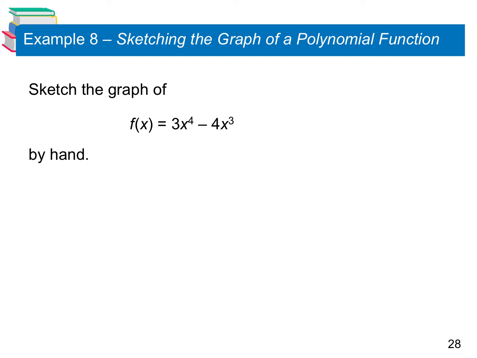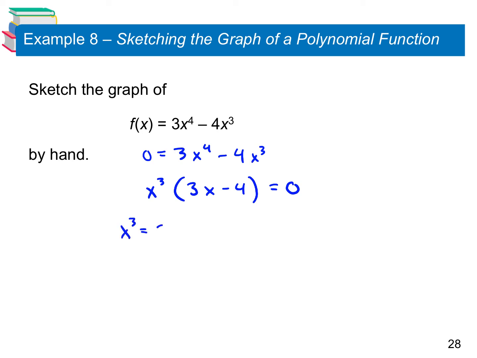First thing I want to do is find my zeros. So what should I do to find the zeros? Factor. How can I factor this? Awesome. Always want to take out your greatest common factor. That would be x to the third here. So x to the third, we're left with 3x minus 4. What should I do next? x to the third is equal to 0. 3x minus 4 is equal to 0.